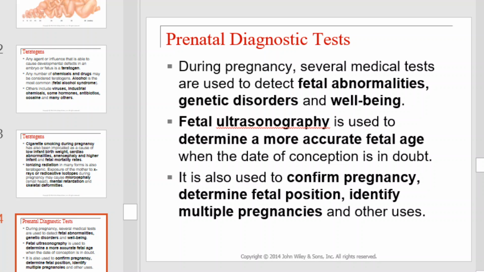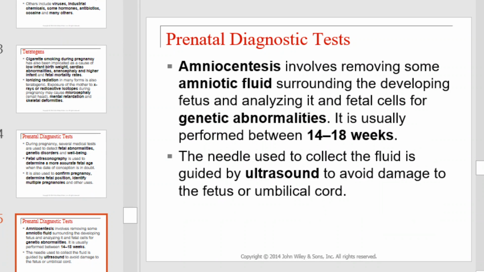During pregnancy, several medical tests are used to detect fetal abnormalities, genetic disorders, and overall well-being. Fetal ultrasonography is used to determine a more accurate fetal age when the date of conception is in doubt. It's also used to confirm pregnancy, determine fetal position, identify multiple pregnancies, along with other uses.